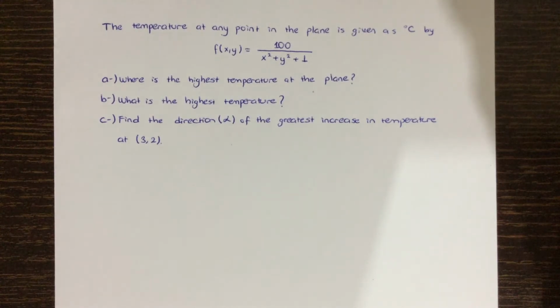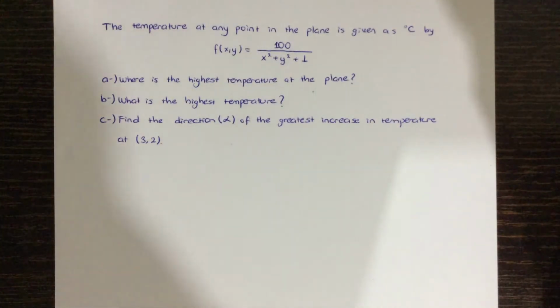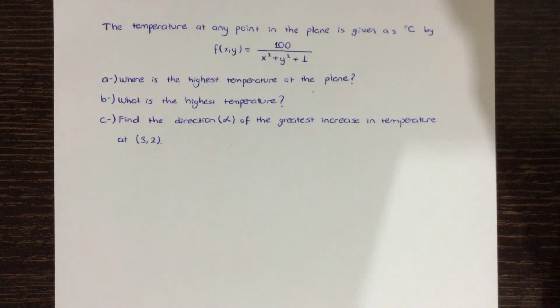So in this question, we have a function f, and it is asking you to find the highest temperature at the plane and the direction. Here you can see that we have 3 sub-questions, and let's begin with the first one. The first question is asking the highest temperature at the plane. To find the highest temperature, we have to use the derivatives. So at the point of 0, we get the highest temperature.